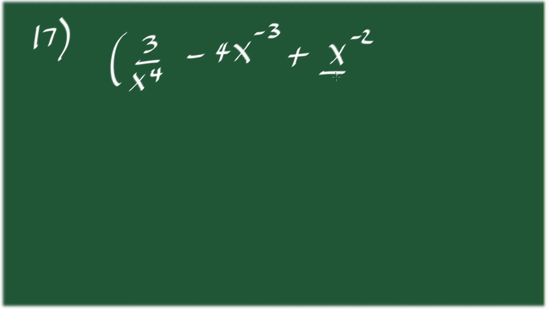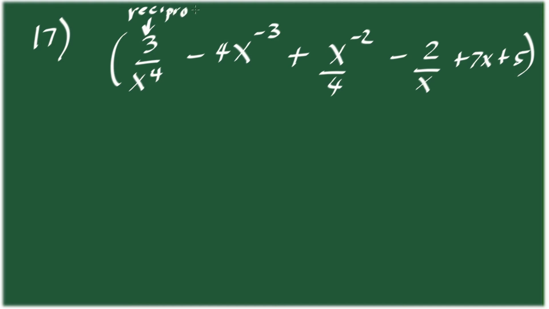Let's suppose number 17 is 3 over x to the fourth minus 4x to the third plus x to the negative 2 over 4, then minus 2 over x. I'm going to add 7x here just to make sure we remember how to get the derivative of those simple terms. So this is a reciprocal, if you remember, and we have a shortcut for those types of expressions. What is the shortcut for reciprocals?